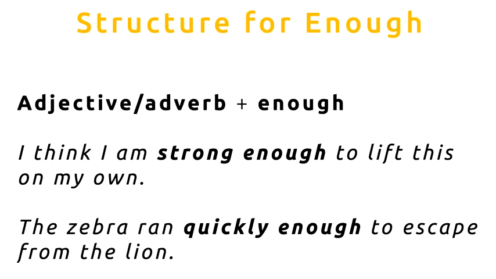Let's look at the structure for these two words. The structure for enough is like this. We use an adjective or an adverb plus enough. Let's look at the first example. I think I am strong enough to lift this on my own. So that's an adjective plus enough. And the second example, the zebra ran quickly enough to escape from the lion. This is an adverb plus enough.